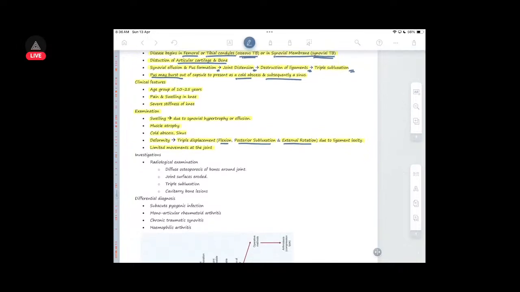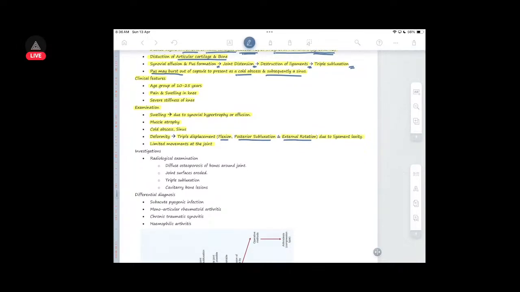So 10 to 25 years, pain and swelling in the knee will be there. There will be severe stiffness of the knee. There will be swelling due to synovial hypertrophy or effusion. Muscles will be atrophied. Cold abscess and sinus, and limited movement will be there at the joint.